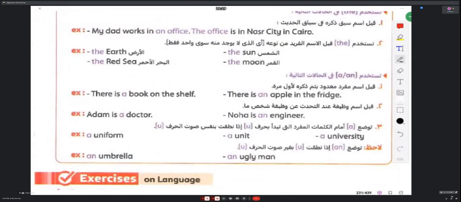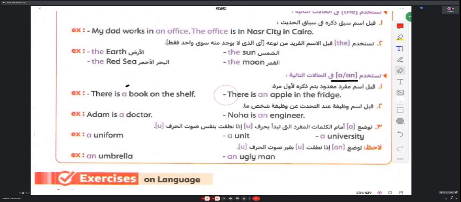We use a or an when we mention the noun the first time. There is a book on the shelf. We mentioned it once, but when I mention it later, I can say the book. There is an apple. Adam is a doctor.